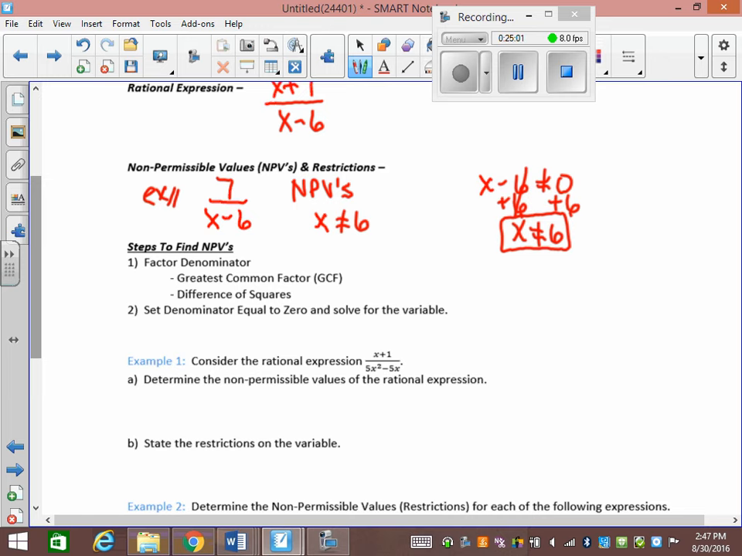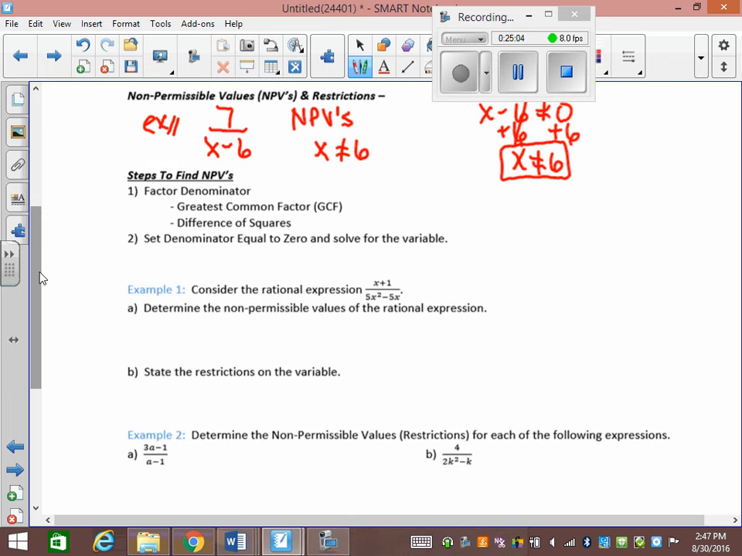So, defining the NPV. The best way to find the NPV, the first step would be to factor that denominator. If you're just looking for the NPVs or restrictions, we don't care what the numerator at the top is. We don't care. Because the non-permissible values are what the denominator can't be. If it was that, it would make the denominator 0, and you can't divide by 0. So once we factor the denominator, we set it equal to 0, or not equal to 0, either way it's solved. And then that's what the variable can't be. Okay? Because if it was that, the denominator would be 0.